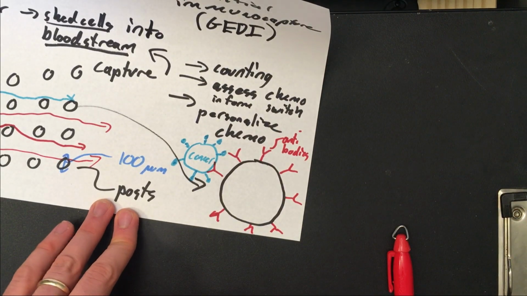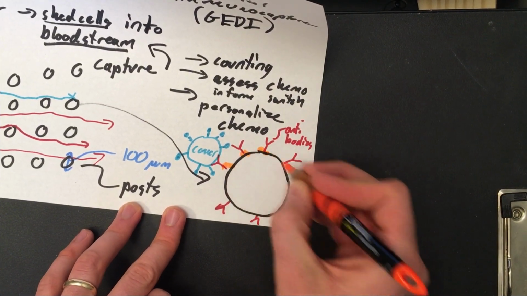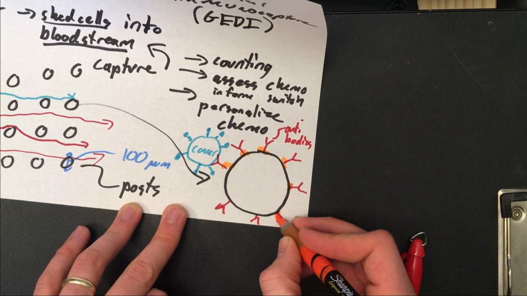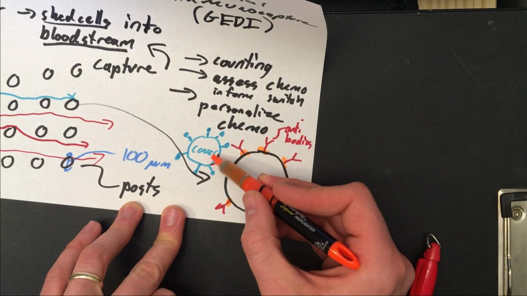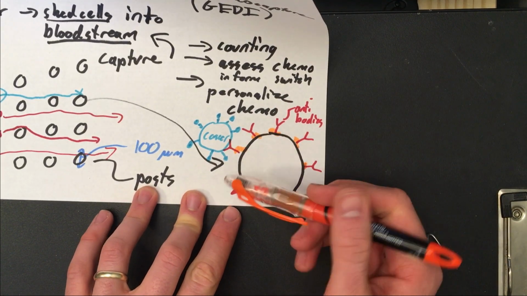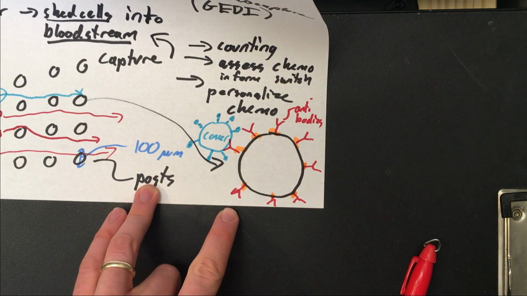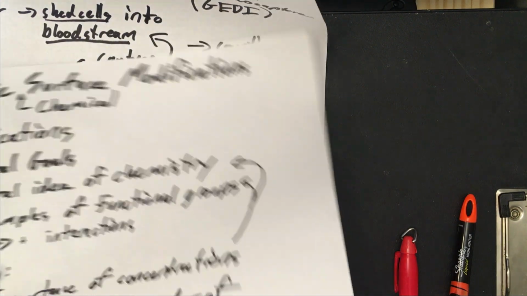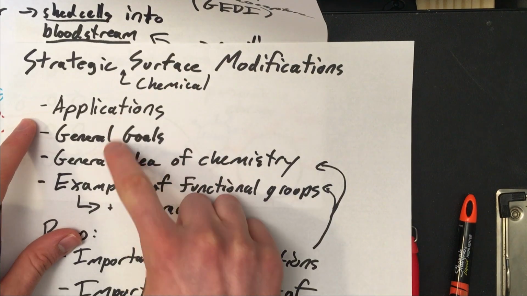From a chemical aspect, we basically need to design linkers between the post and the antibody to link the posts to the antibodies in such a way that doesn't disrupt the antibody's ability to bind to the cancer cells. And that's sort of similar in spirit to the rest of the applications that we talked about. All right, so this concludes our discussion of applications of strategic modifications of surfaces via chemistry.